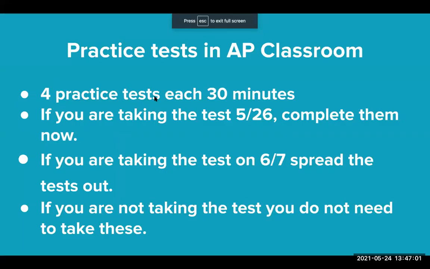So the 4 tests in the AP classroom are 30 minutes apiece. They will tell you the answers. The quizzes we are doing in Canvas will not, because they are for points and everyone has not taken them yet. Ideally, let me know if you are taking your quiz tomorrow. I am trying to get the answer sheet for one student. If you are taking your quiz the 26th, I want to get you those answers so you can see what's wrong.